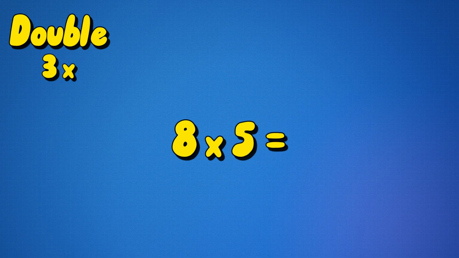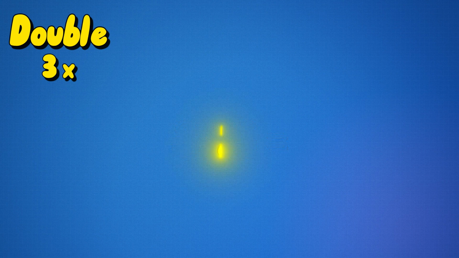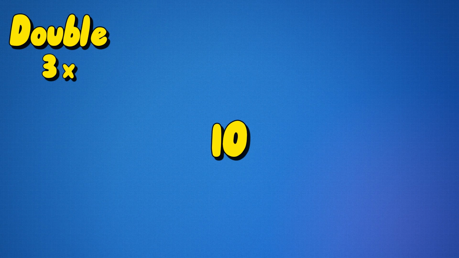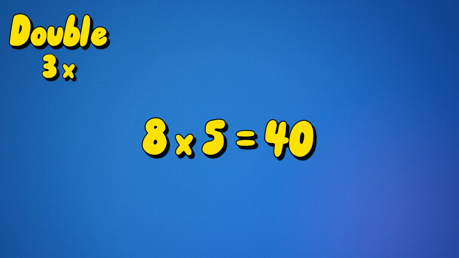Here's an example. To find 8 times 5, let's get rid of the 8 and just focus on the 5. Now, we need to double the 5, which is really the same as multiplying it by 2. If you double 5, you get 10. Now let's double it again. 10 plus 10 is 20. Remember, the name of this trick is double 3 times, so we need to double it one more time. 20 plus 20 is 40. That means 8 times 5 equals 40. This strategy works best with numbers that are easy to double, so keep that in mind.